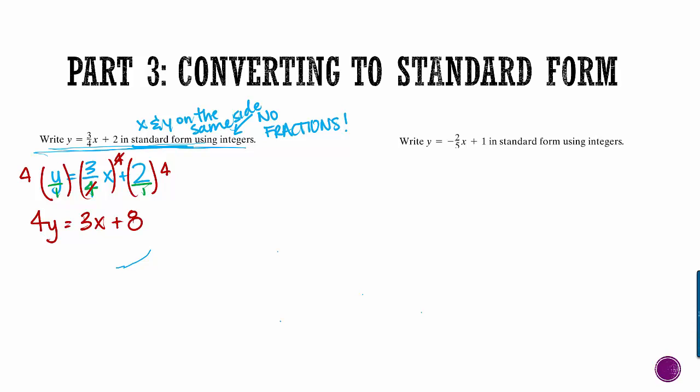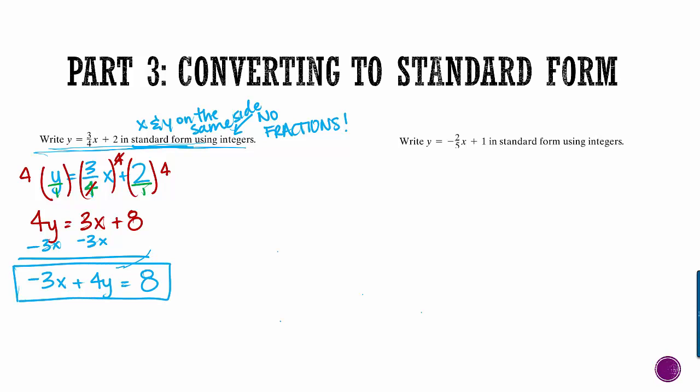Now this equation looks a whole lot easier to deal with, and then all I have to do is get my x's and y's on the same side. So I'm going to move these 3 x's over here. I get negative 3x plus 4y equals 8. And that's it. This is now in standard form. So let's do one more together.